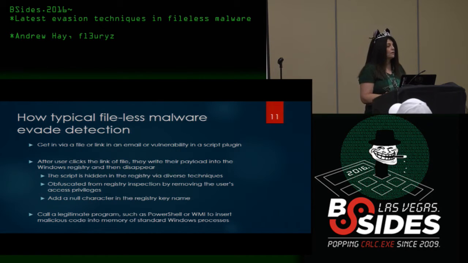First of all, they obfuscate themselves from registry inspection by removing the user access privileges. They add a null character in the registry key name, so you cannot view them via regedit. They call legitimate programs, such as PowerShell, which is currently the very hot one. In the past they also used WMI to insert malicious code into the memory of standard Windows processes.